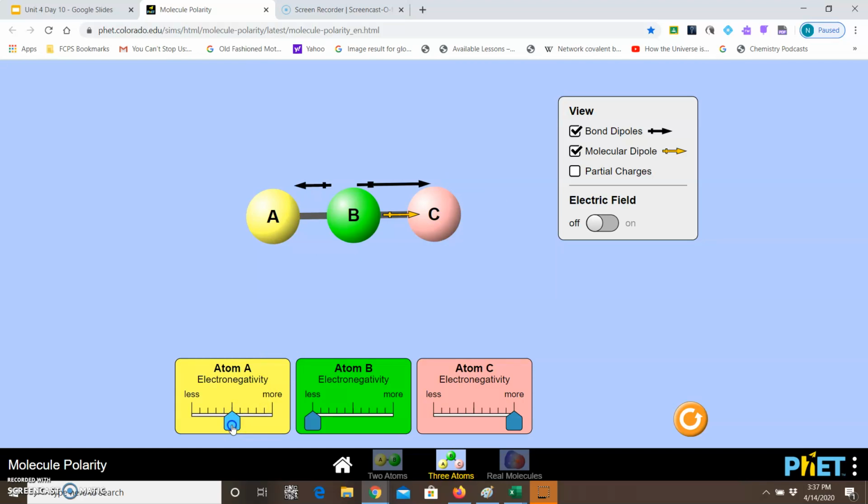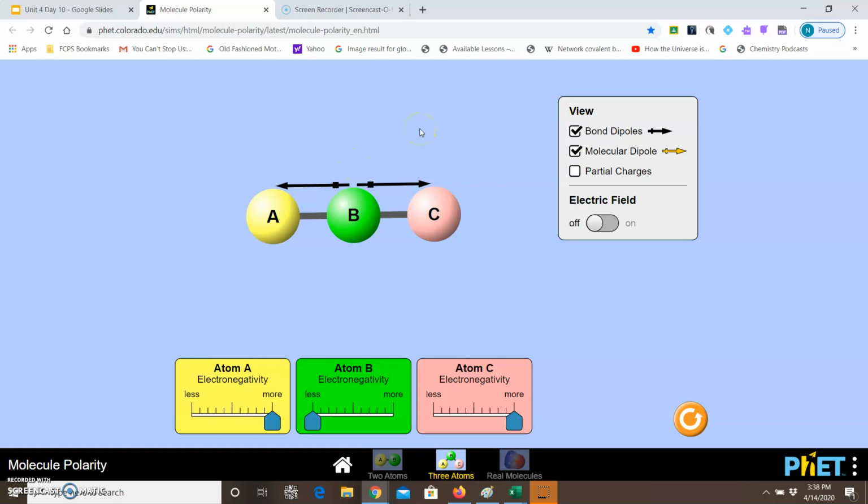Let's go ahead and ramp it all the way up to the same as atom C. Look what happens to the molecular dipole. So is this molecule polar or nonpolar? That's right, it's nonpolar. And we know it's nonpolar because there's no molecular dipole. But the strange thing is it has two polar bonds. Both bonds A and B, and B and C, are polar bonds.